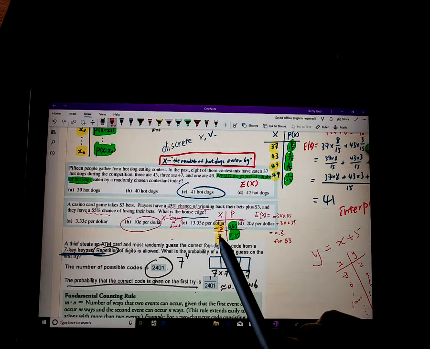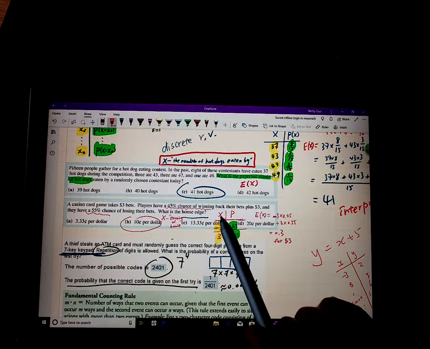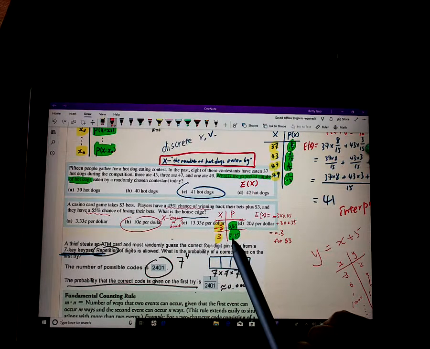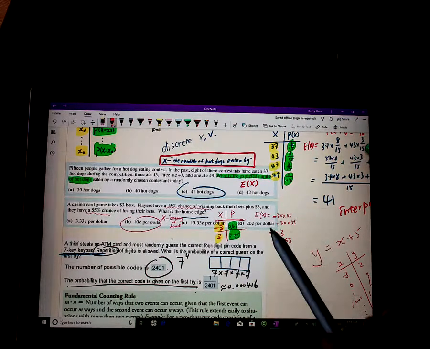And what if the player loses? Then the casino wins. How many dollars? $3. Okay? They bet $3. If the player loses, then they lose the $3. Then $3 would be the casino's income. And that probability would be 55%, which is 0.55. So now we have the probability distribution.